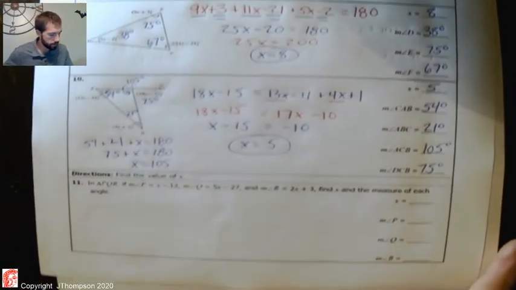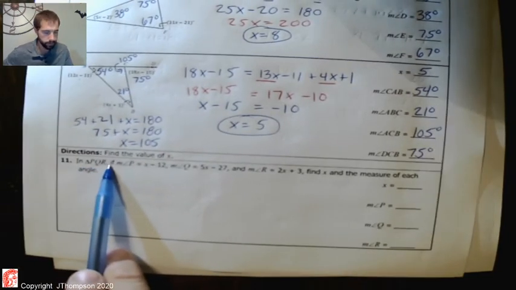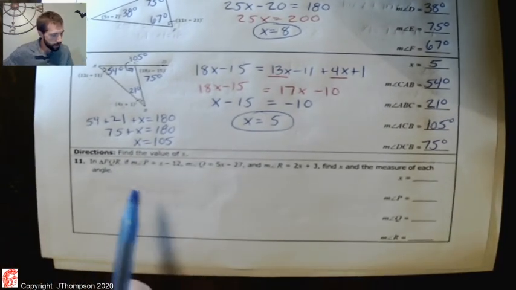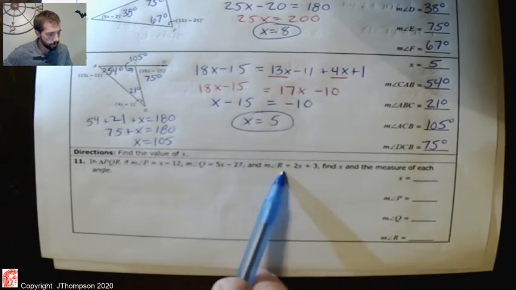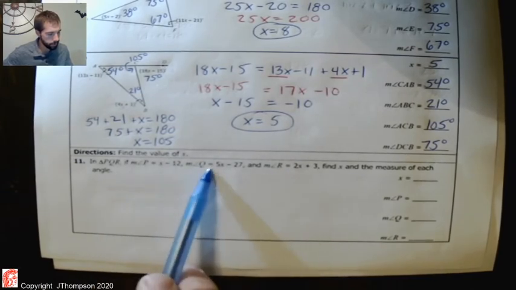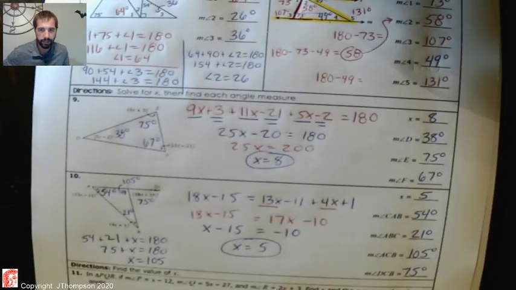Okay, and then our last question. They say in triangle PQR, so the interior angles of PQR, we have the measure of angle P, the measure of angle Q, and the measure of angle R. And they give us the expressions for each. They want us to find x and then find the measure of each angle. So that's exactly like number 9. They just don't give you the picture.